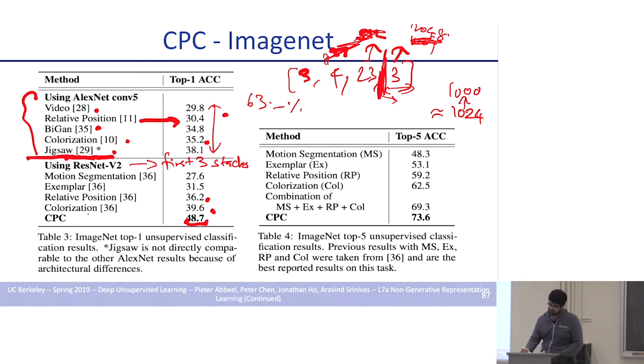And this is the top five. People also report this. So CPC is at 73.6. And this combination of things is basically multiple different self-supervision objectives that computer vision people came up with, like motion segmentation, relative position, colorization, exemplars. And if you combine all of these, you still get lower than CPC. So it's nice that one single architecture works much better than combining several ensembles.